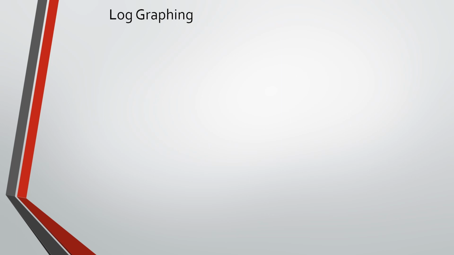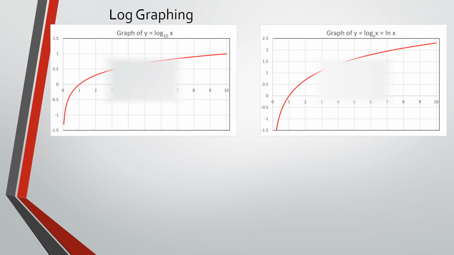All right, so we see log graphing here. This is the log of base 10 of x, which is the standard graph. And just to show the difference, this is log to the base e, which can be written like this too, the natural log. And we see how it's not quite as flat. It curves up a lot more.